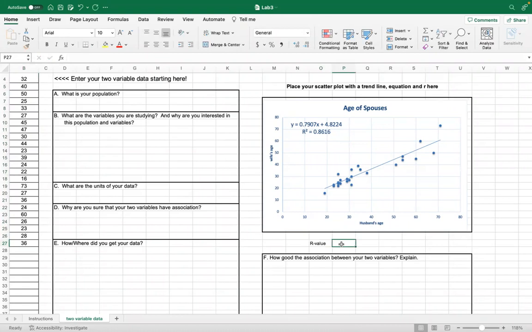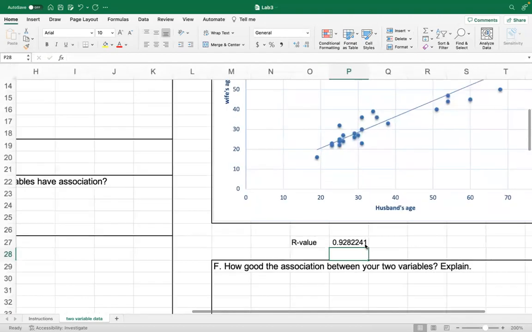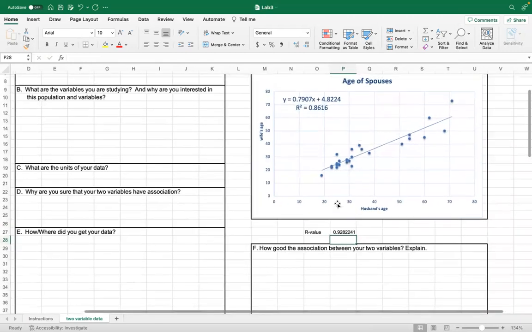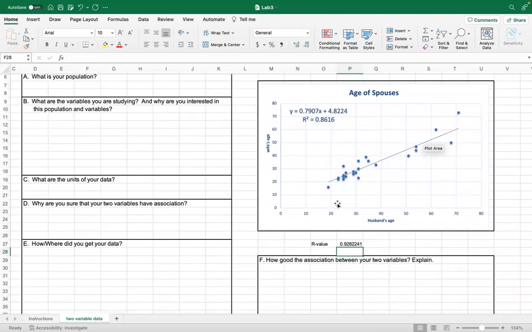Watch how Excel can take the square root for you. It's equals SQRT. This right here is square root. And then I'm just going to type in 0.8616 and enter, and it took that square root for me. My R value is pretty darn good. It's about 0.928. Mine is positive. So I have a strong positive linear relation here. So the correlation coefficient is strong and positive.